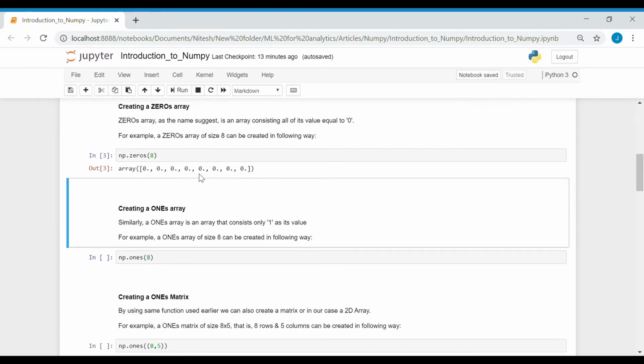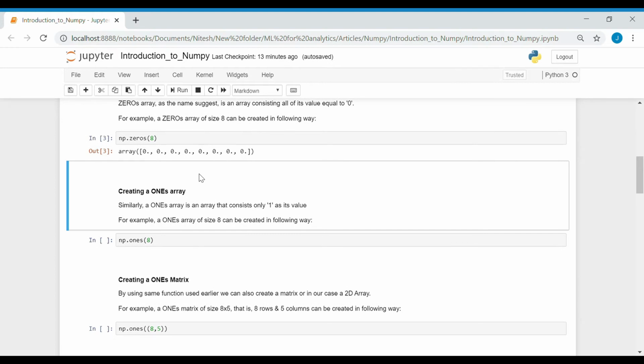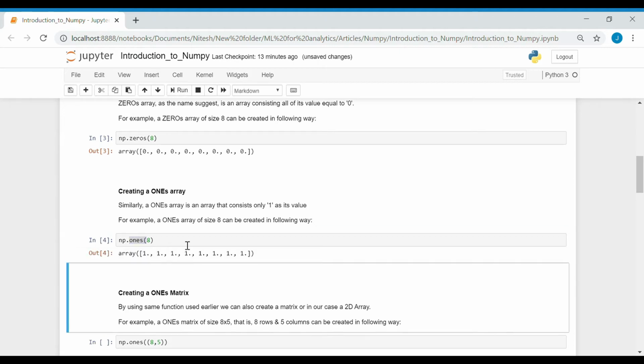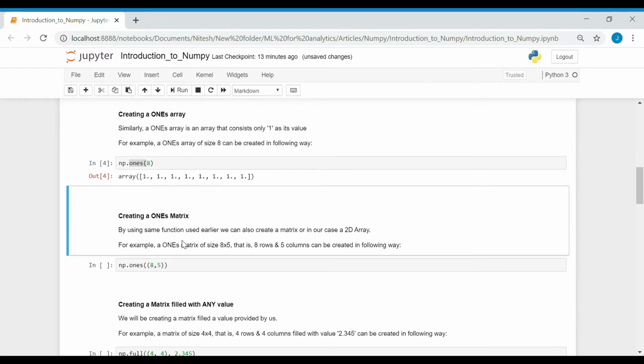Secondly, going to the next one, this was for zeros, now for the ones. Just as the word says, ones. All you have to do is write np.ones and then again the number of elements. Voila, you have your array. So as you can see, NumPy is very easy to use. Nothing difficult. Even the function names are very common and easy to remember. So not an issue at all.